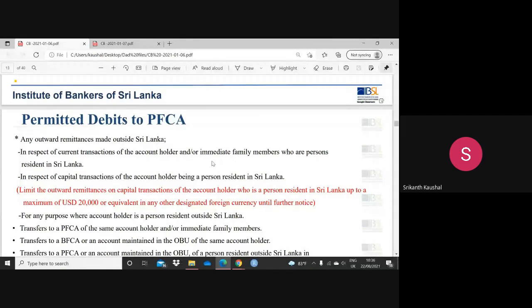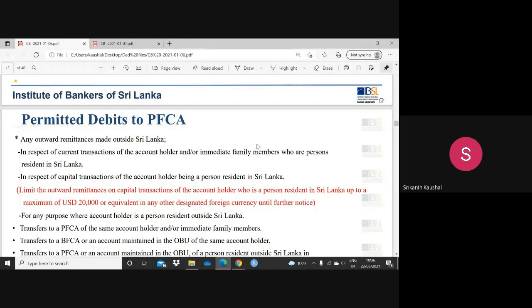Especially you remember all these 3 are applicable to any foreign currency. So easy to remember. Right. Coming back to permitted debit. So you can do any outward remittances in respect of current transaction. You know what do you mean by current transaction? Any transaction related to goods or services is considered a current transaction. Right. Then in respect of capital transaction of the account holder.